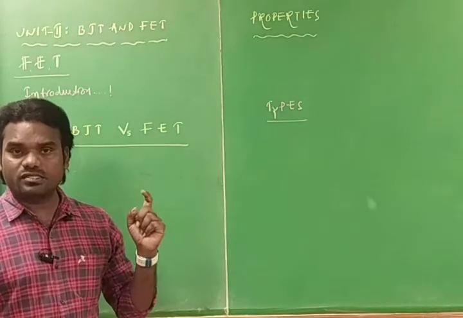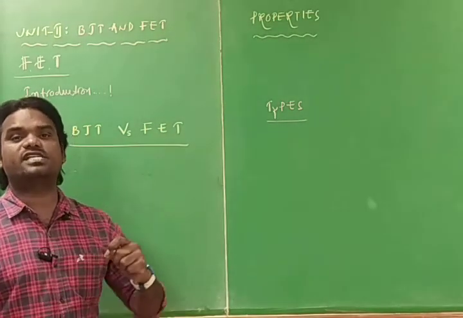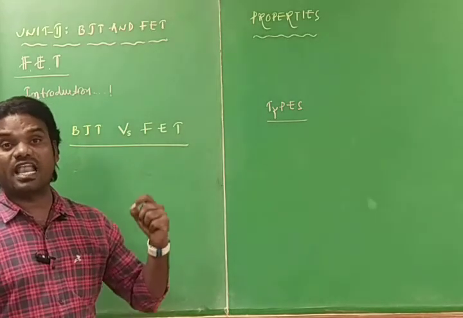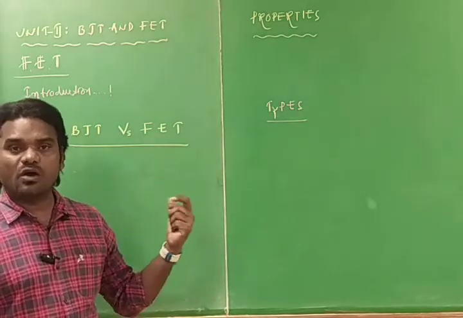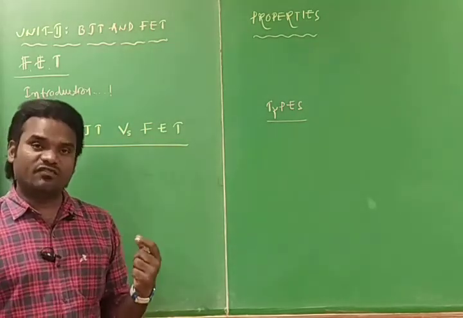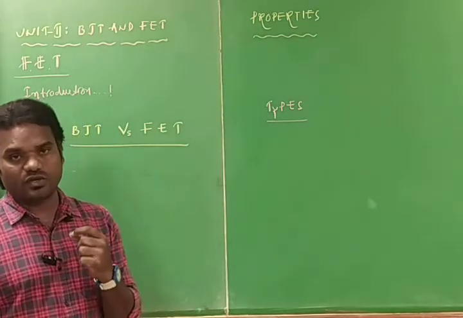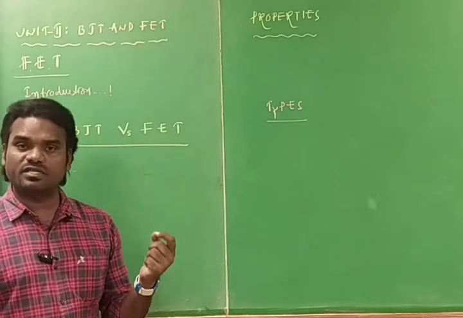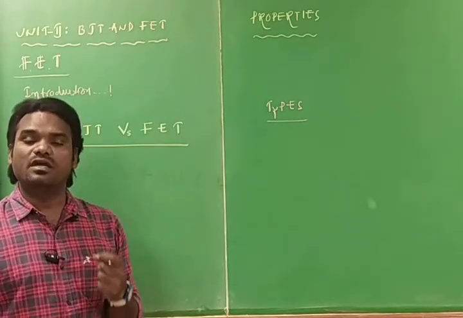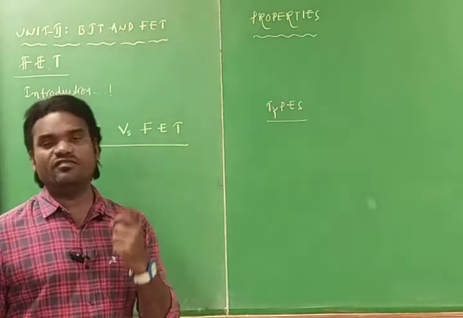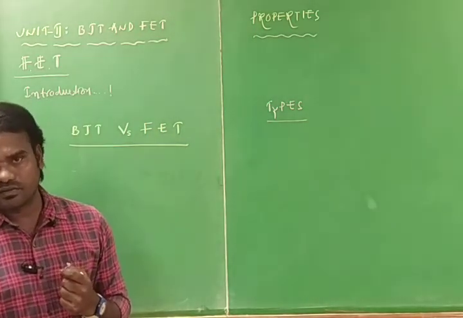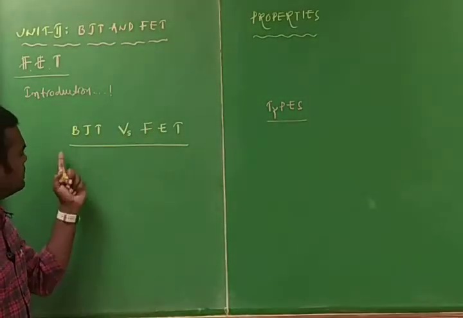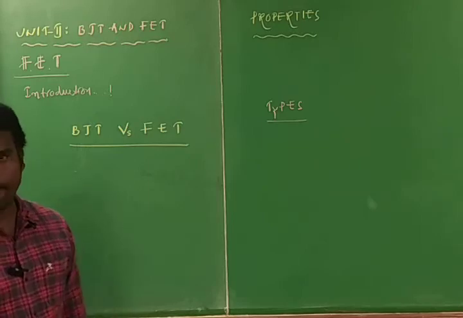The unit is BJT and FET. BJT stands for bipolar junction transistor. FET stands for field effect transistor. In the last class I explained BJT. Now in this class I am going to talk about the FET, so that in coming classes we can discuss in detail the BJT and FET with their operation, their types, and their configurations. Then I am going to give the comparison between the BJT and FET. We can call it BJT versus FET.